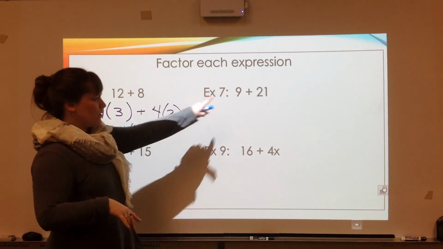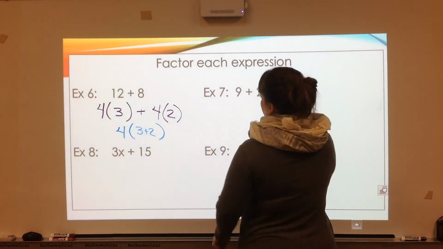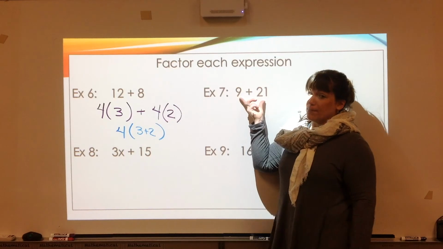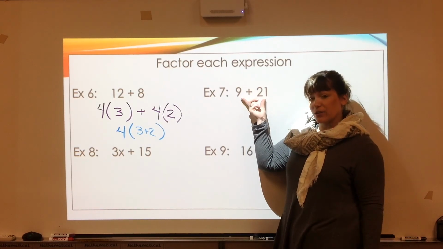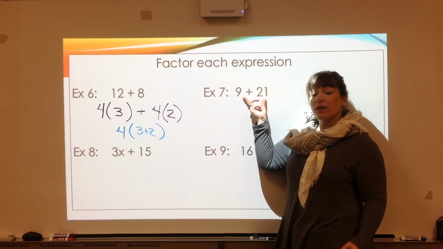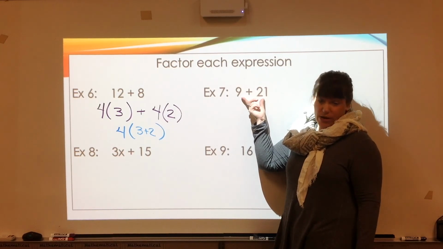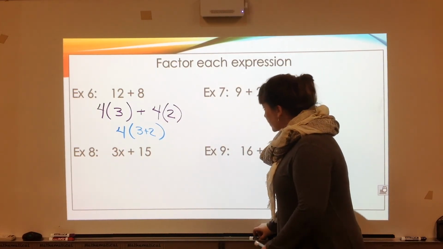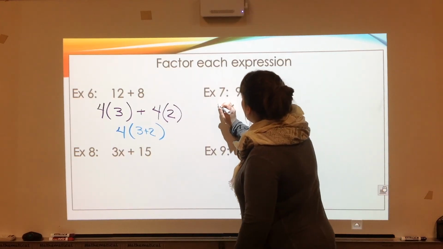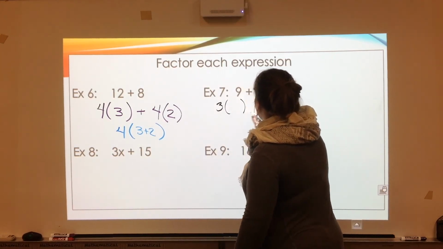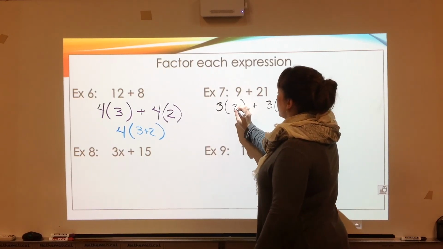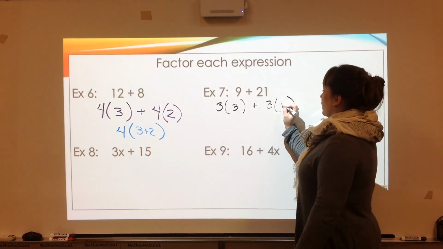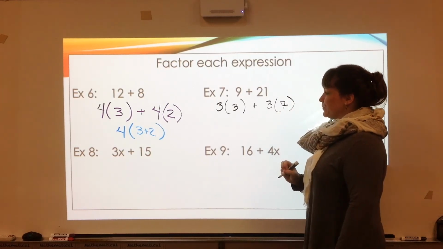So let me try this one with you. First, think what number can be multiplied with both of these numbers. What factor do these numbers have in common? They both are divisible by 3. So 3 is the greatest common factor. So I'm going to think, what can I multiply by 3 to get each number? 3 times 3 is 9. 3 times 7 is 21.